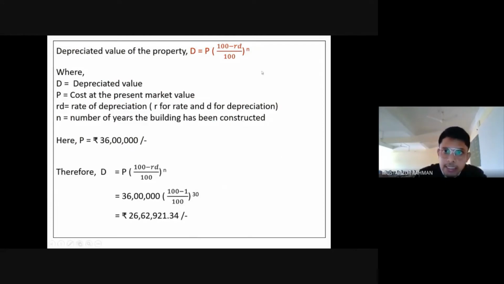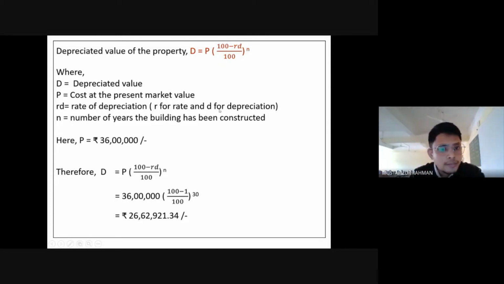Then this is the formula to find out the depreciated value of the property. Now what are these things? The D will give us the depreciated value. P is the cost at the present market value, that is this one that we just evaluated. Then RD is the rate of depreciation. R is for rate and D is for depreciation. That is why we write RD. So D equals P times (100 minus RD divided by 100) to the power N. Okay, this is to the power, not multiplied by. Please don't make a mistake of thinking it's multiplied.